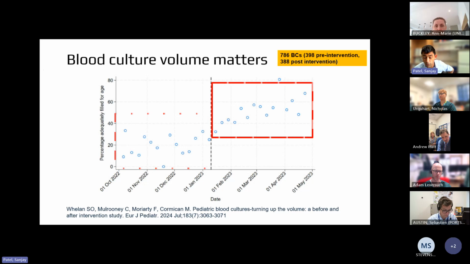And you can see a tangible improvement in the volume. The percentage of blood culture bottles that were adequately filled.